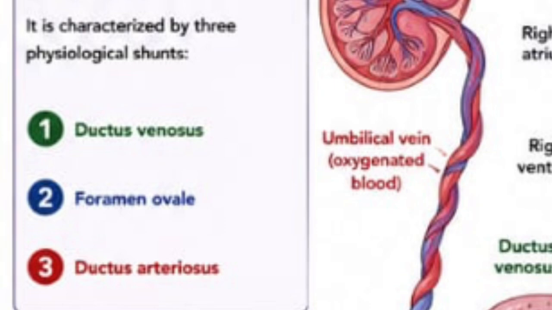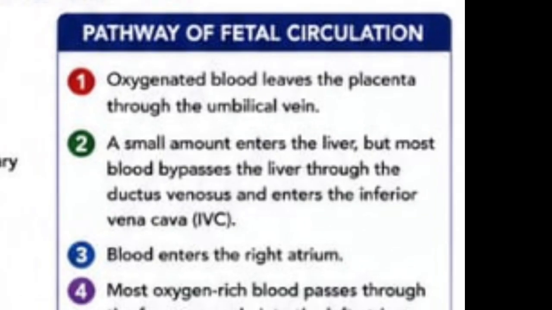Now, moving on to the next one. What are the patterns of fetal circulation? How does it occur? So first of all, oxygenated blood from the mother now.